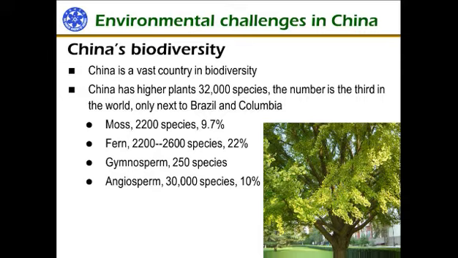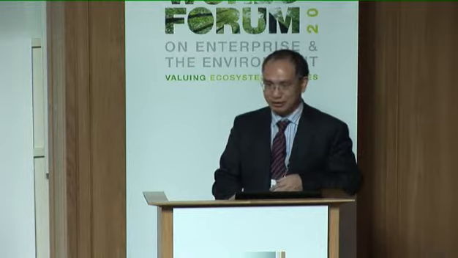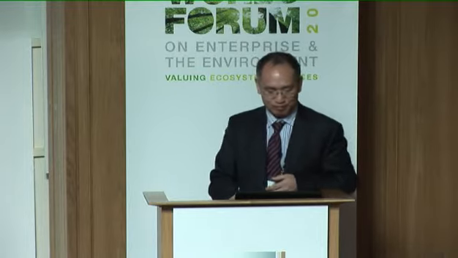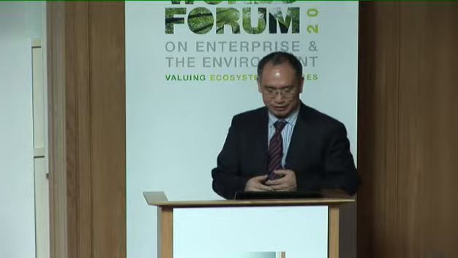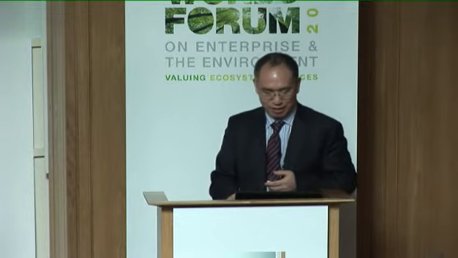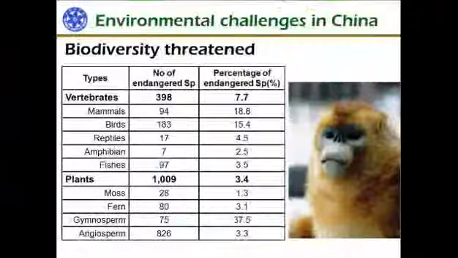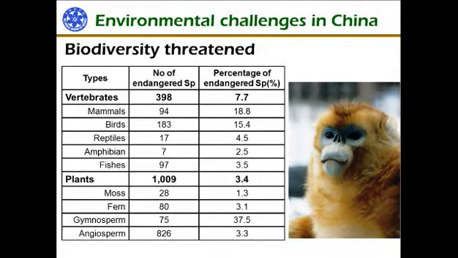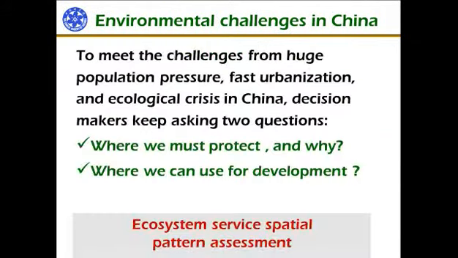And also China's biodiversity. China is one of the best countries in biodiversity, like Colombia. China has more than 32,000 plant species, the third highest number after Brazil and Colombia, according to the data. Most of them are endemic species, found nowhere else but China, more than half of them. Vertebrates number more than 6,000 species. And many species are threatened because of habitat loss and habitat fragmentation.